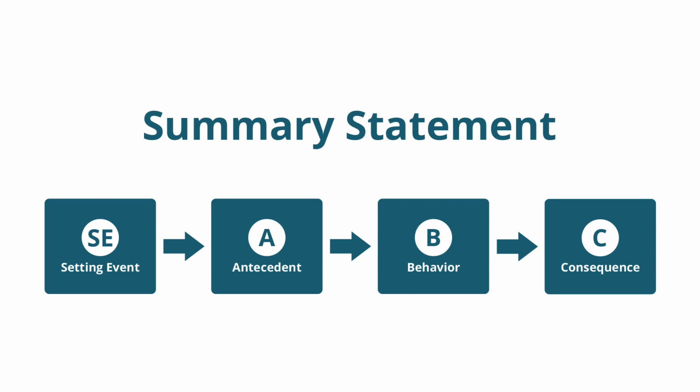Let's review what we've learned in this section. A summary statement is simply a paragraph that summarizes the function or purpose of a student's problem behavior. We use it to summarize our analysis of the events that influence the challenging behavior. We look at the setting event, the antecedent, and the consequences to develop our hypothesis about the function of the student's challenging behavior.